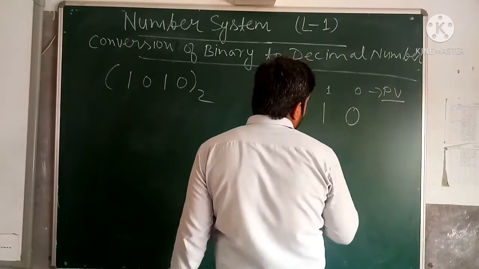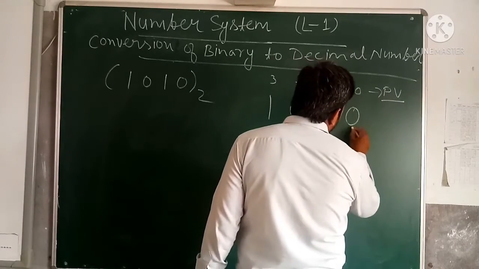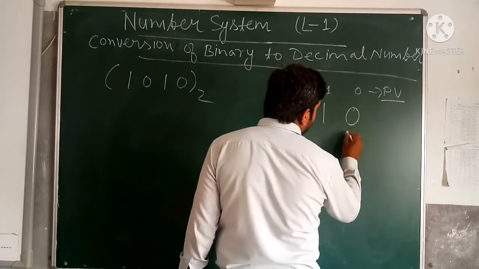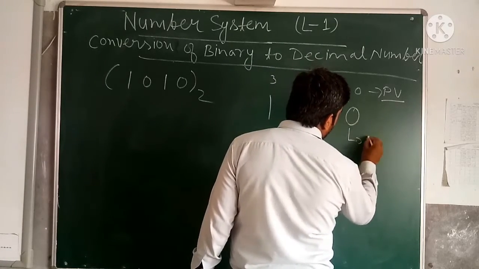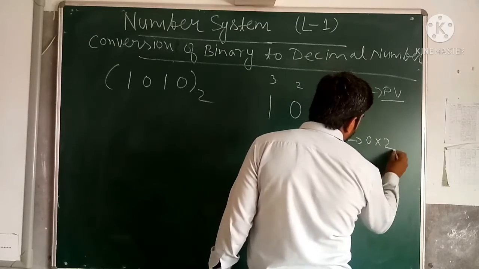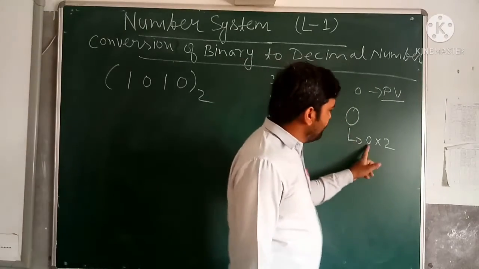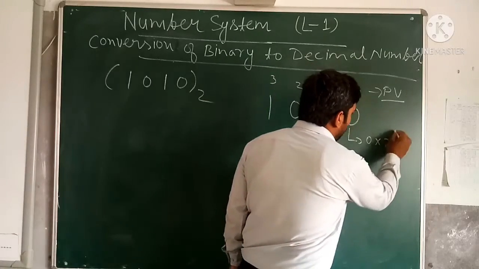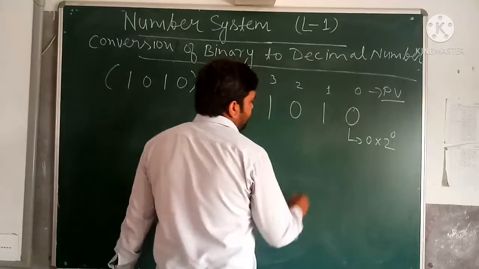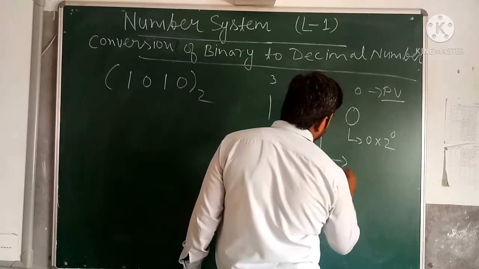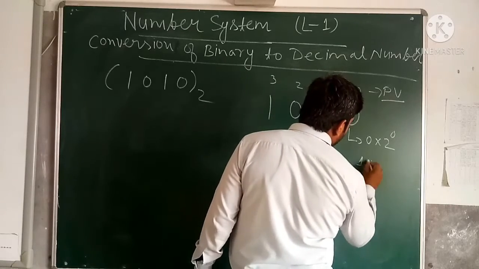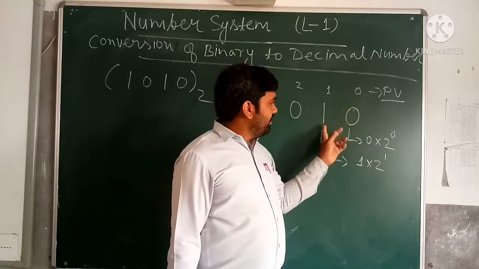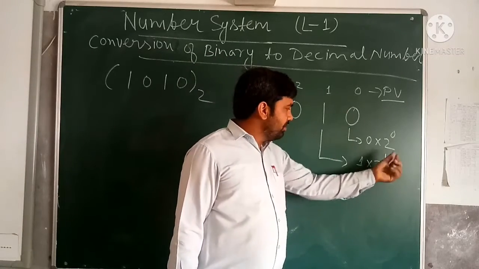So first we calculate this. The binary digit 0 is multiplied by the base of the binary number system, and the position value of this 0 is 0, so 2 to the power 0. The next digit is 1, so 1 into 2 to the power 1, since the position value of this 1 is 1.